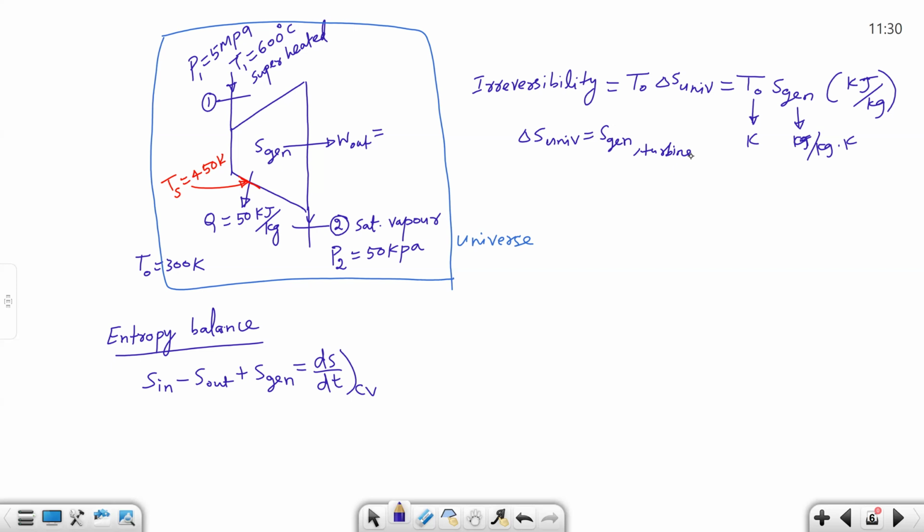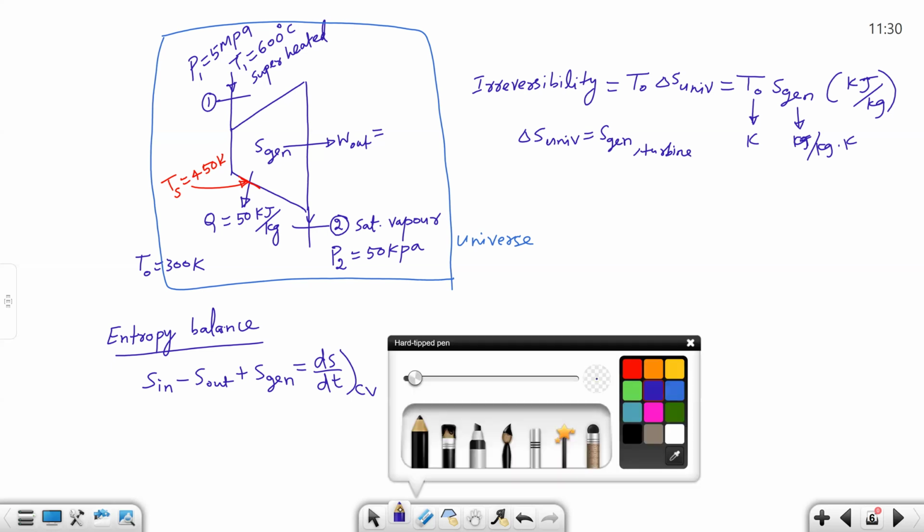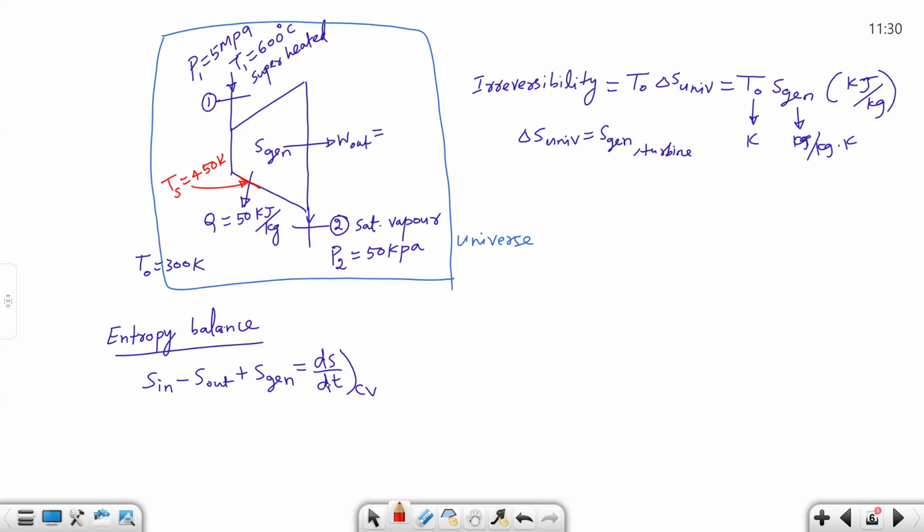And turbine being a steady flow device, the rate of entropy change of the control volume will be zero, because turbine is a steady flow device.